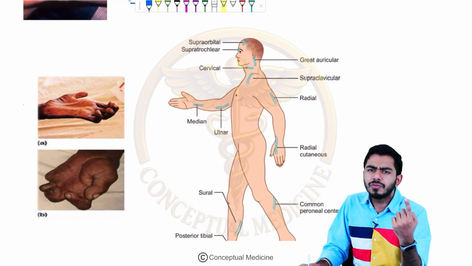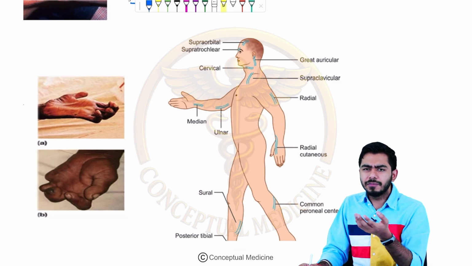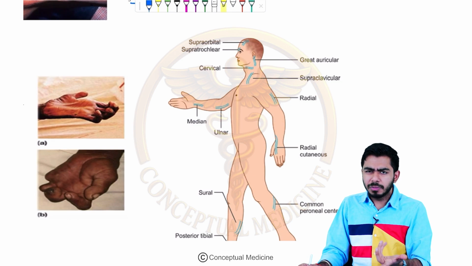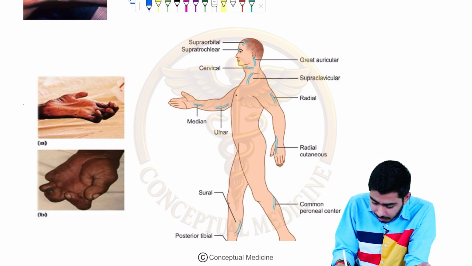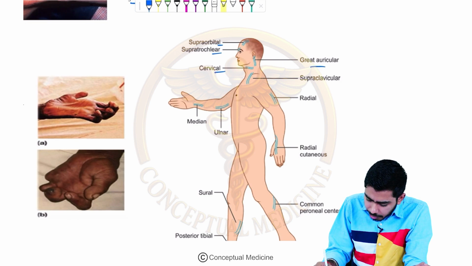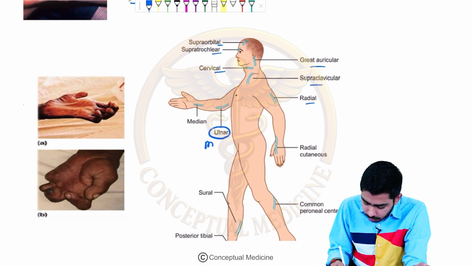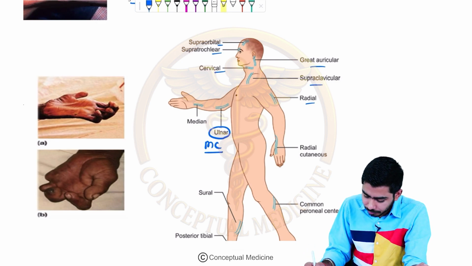If it is only one nerve or if there is no nerve involvement, then we call that Paucibacillary leprosy. And if more than one or multiple nerves are involved, then it is multibacillary leprosy. So it can involve the supraorbital nerve or the supratrochlear nerve. However, that is rare. Cervical nerve, great auricular nerve, supraclavicular, radial, median. Ulnar is the most common nerve which is involved. Ulnar is the most common nerve which you need to remember, right?